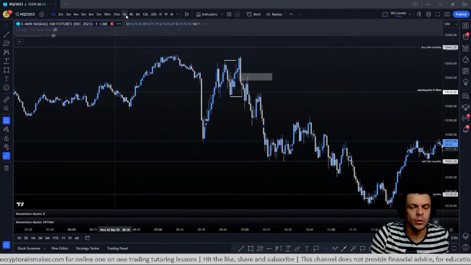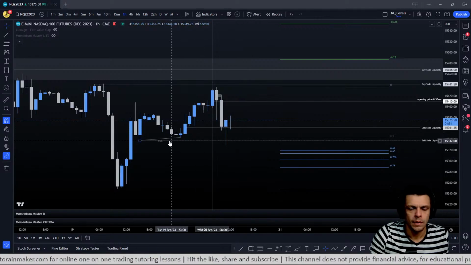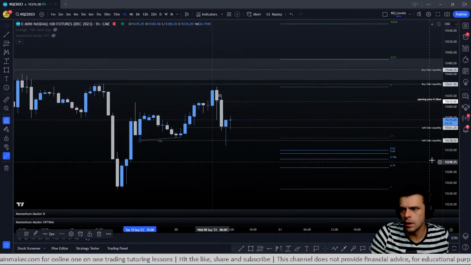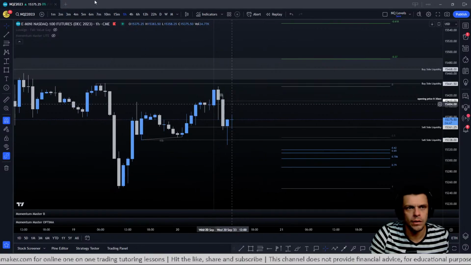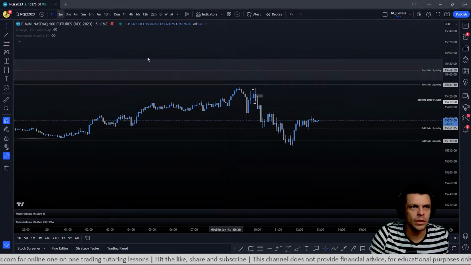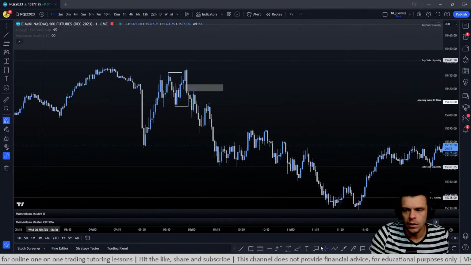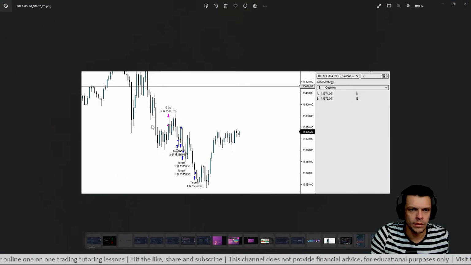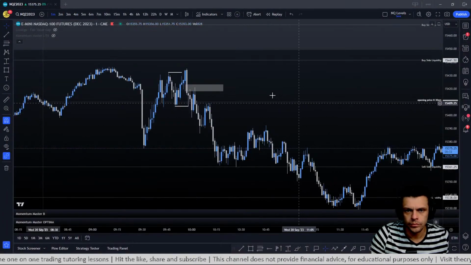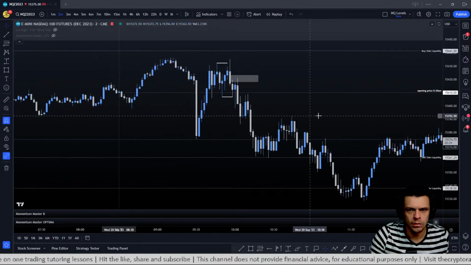And then the ultimate target would have been the sell side liquidity right here at 15,338. So that one I missed. I didn't see the imbalance on the 1 minute. I only saw it after the fact. So I got in on a 2 minute here after it already made a bit of a move. I believe that was on the 2 minute. Yes, it was.